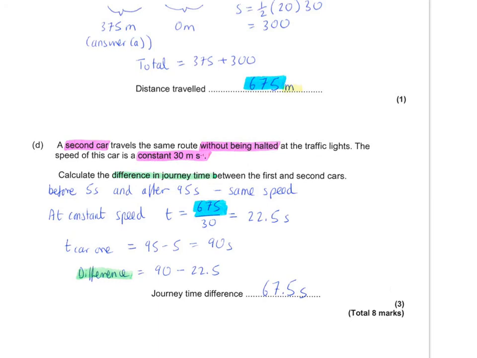However, we can read from the graph or think about the values given for time between 5 and 95 seconds and see that car 1 took 90 seconds to cover the same distance. So quite simply then, the difference in the times is the 90 minus the 22.5, giving us 67.5 seconds.